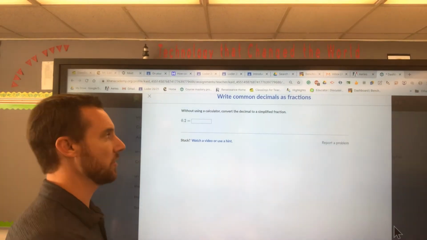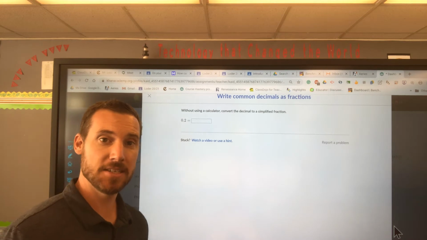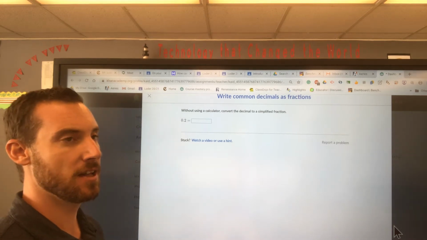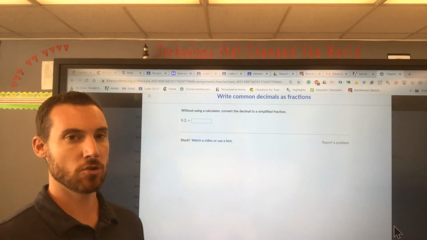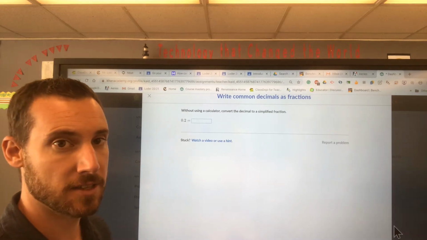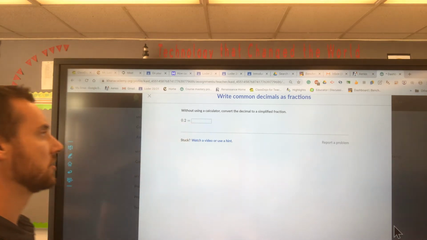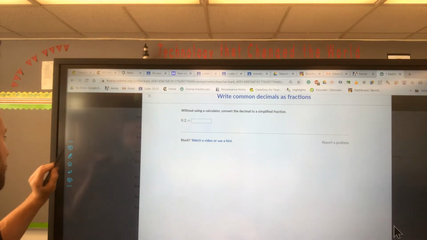All right, thank you for joining me writing common decimals as fractions. This is where knowing the decimal's correct name really comes in handy. All right, so let's go ahead and take a look at the first one. Our first one says, without a calculator, convert the decimals to simplified fractions.